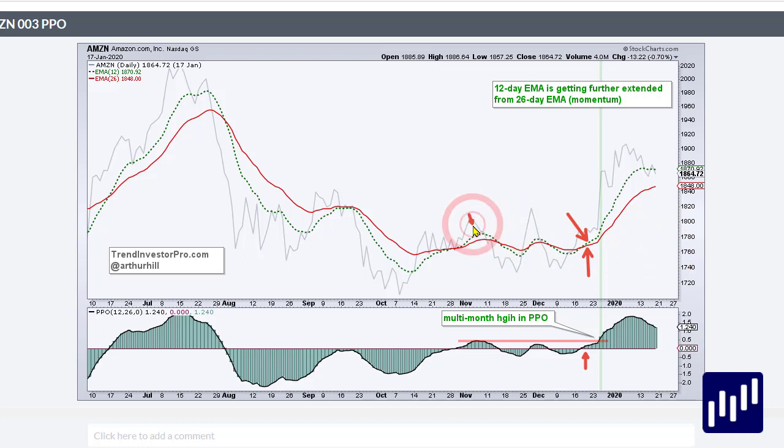All right, here the 12-day is above the 26-day EMA, but it's not as far above as it was here when we got the breakout. And that shows a momentum upthrust, if you will, and an increase in upside momentum, of course, is also bullish.